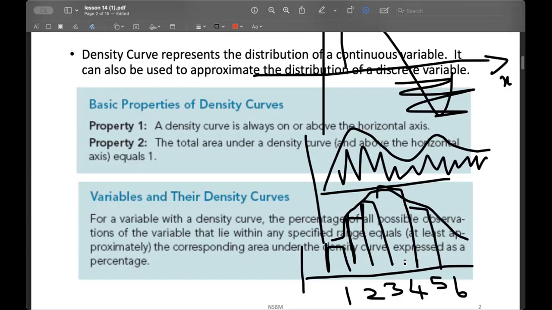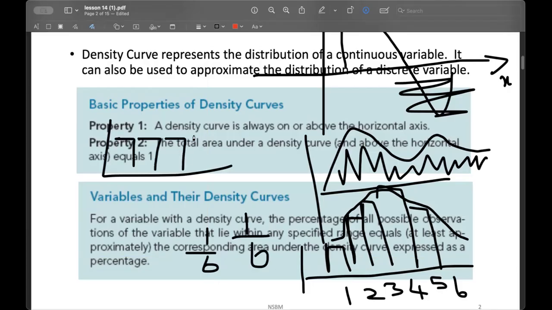That's what we have. So for example, if it's an unbiased one, each and every number should have probability 1/6. Then how can we draw this curve? All the stems will be equal: 1/6, 1/6, 1/6, and 1/6, for 1, 2, 3, 4, 5, 6.